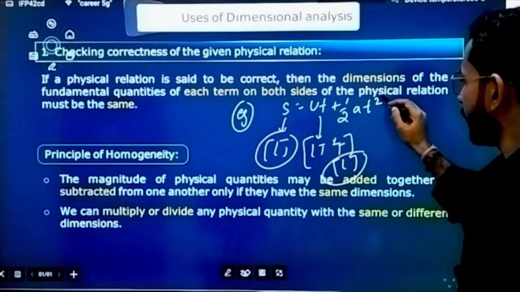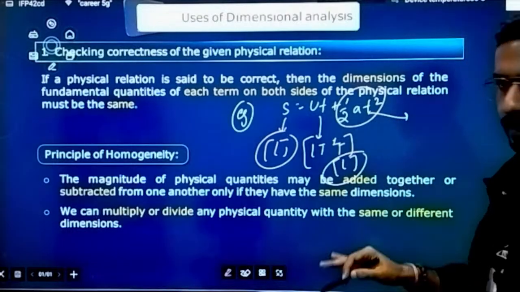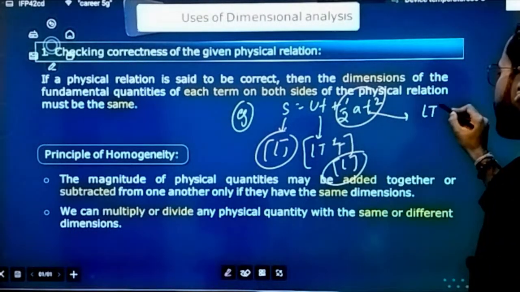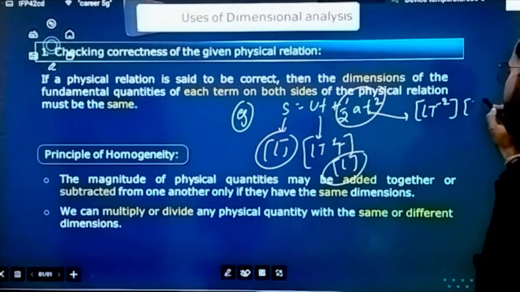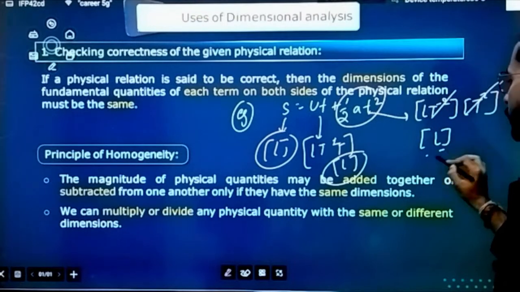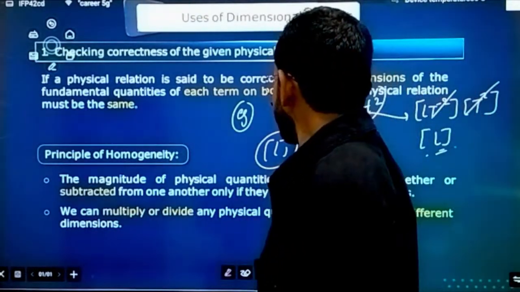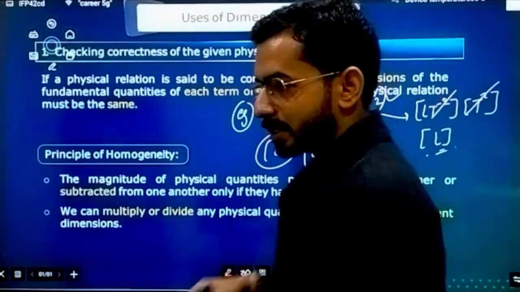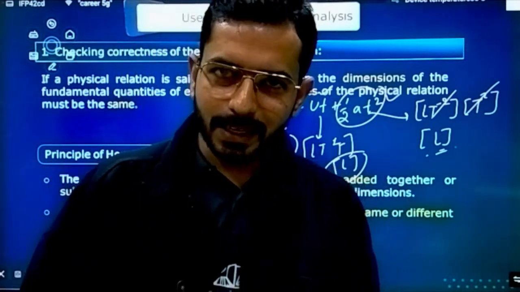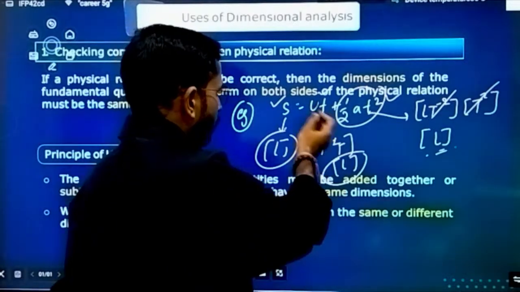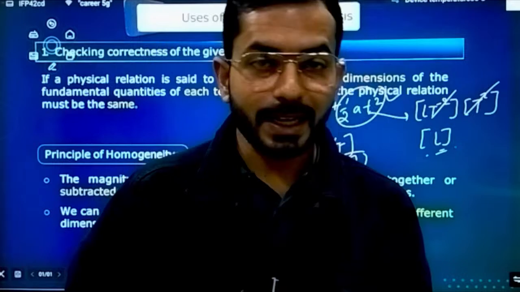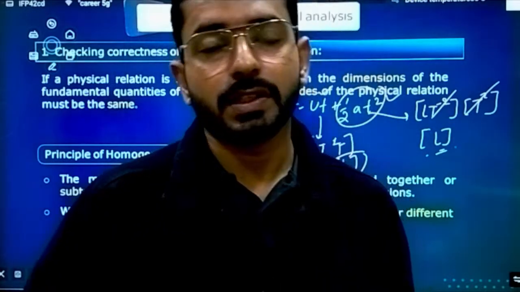Till now we are fine. Now this is one more term. What will be its dimension? Let's check. Half is a constant and doesn't have any dimension. What is the dimension of acceleration? LT minus 2 into T square. T square and T minus 2 will cancel out and the remaining part will only be L. So S is L, ut is L, and half at square is also L. Can you say it is dimensionally correct? Yes, I can say it is dimensionally correct because all the terms here are L. So I can say in the answer that it is dimensionally correct.